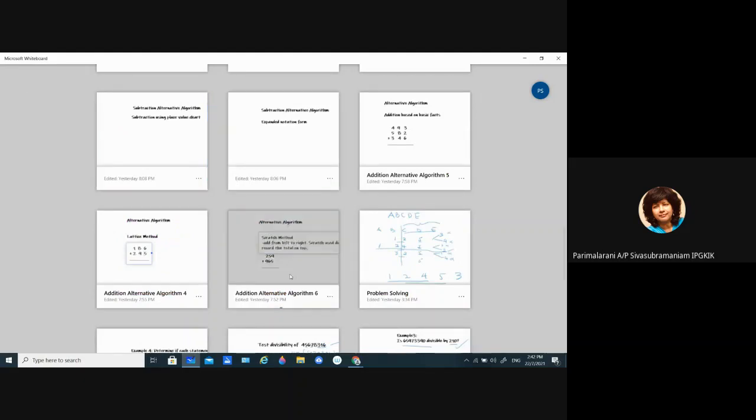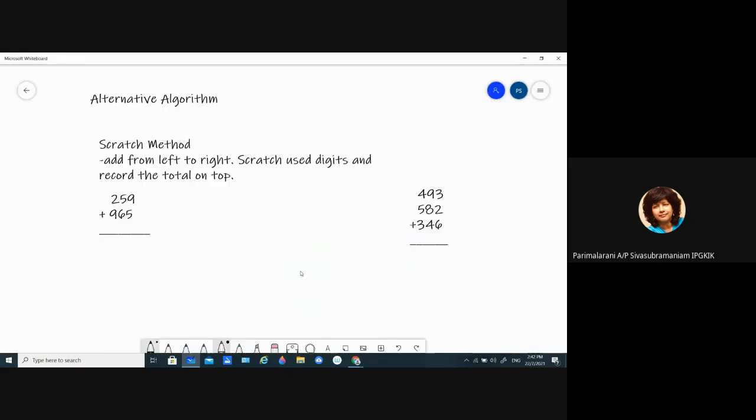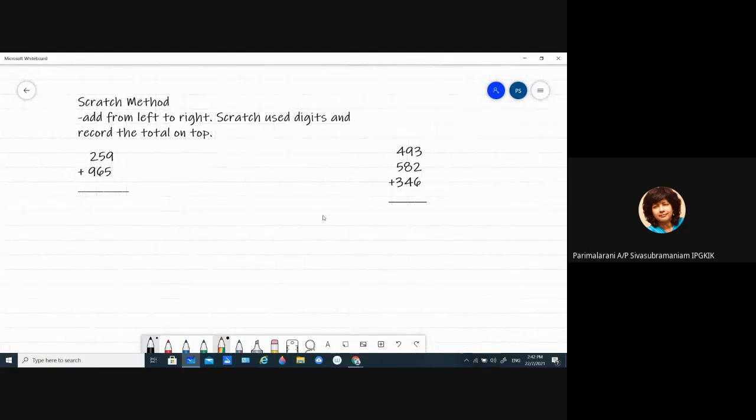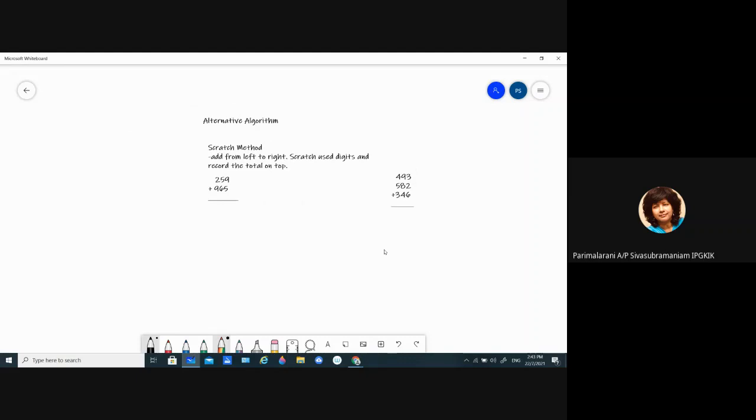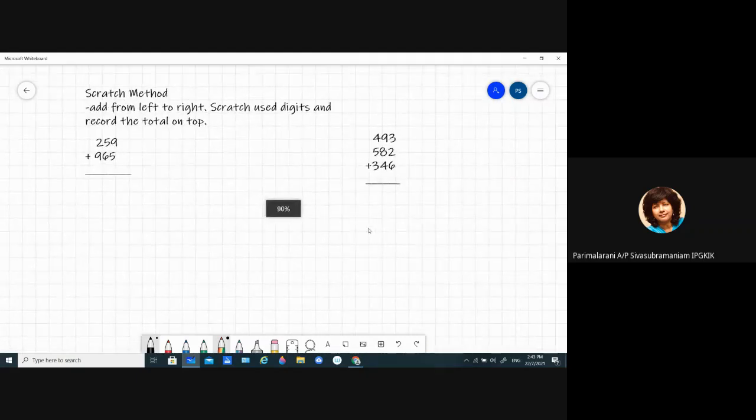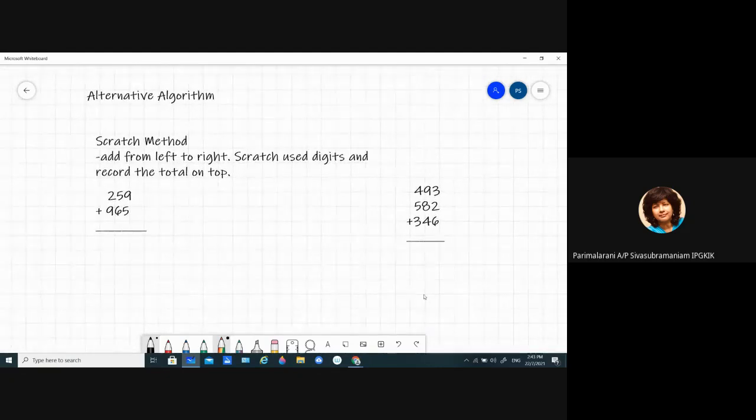Okay. The next method for addition is called the scratch method. In this method, we add from the left to the right. Normally we add from the right to the left, but in this method we add from the left to the right. We scratch the used digits and record the total on top. For example, we look at the first example here.